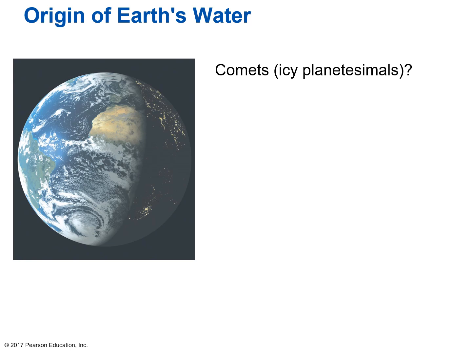And so comets were icy planetesimals. I put a question mark there because we really don't know where these oceans came from. It's been speculated that it was large comet bombardment that hit the Earth and gave us the oceans and the atmosphere.